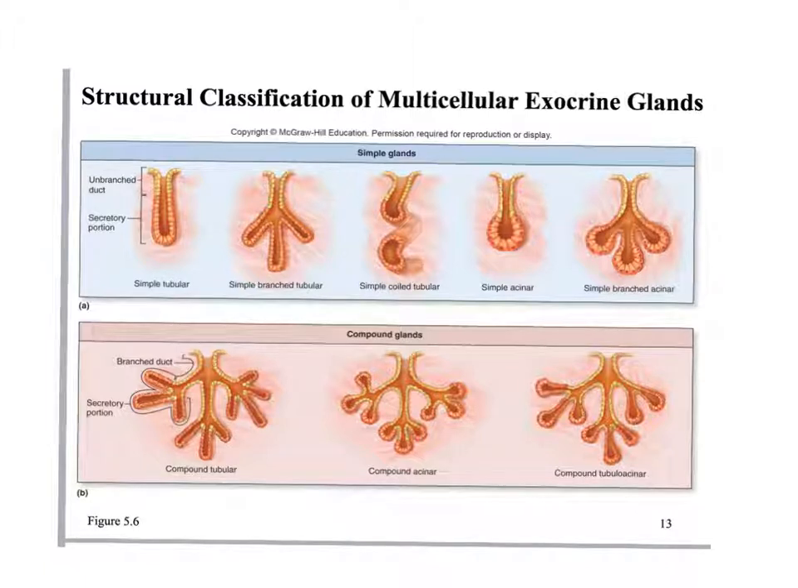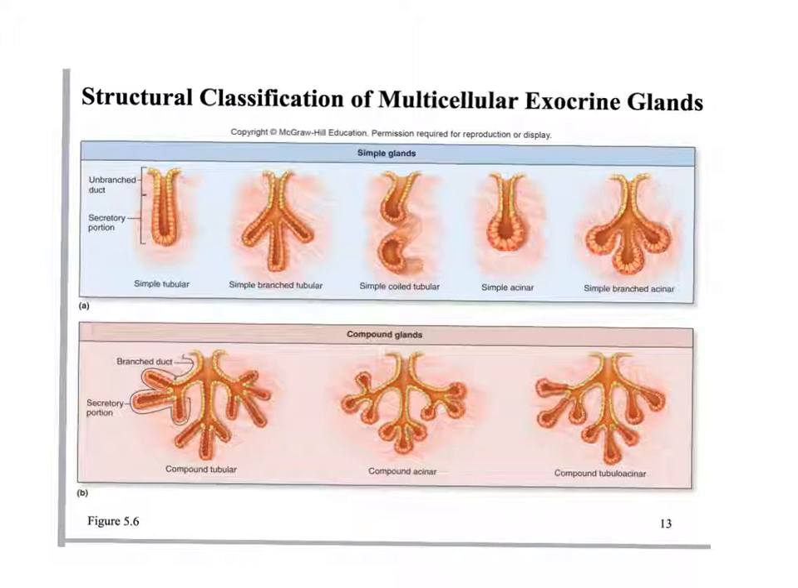From there, they can become compound, and then they get really complicated. Compound tubular: what's different here? The duct is branched, not the acinus. Here the acinus has different parts. Here the duct has different parts. That's a compound tubular, a compound acinar, and a compound tubulo-acinar. It's kind of a mix of the other two.